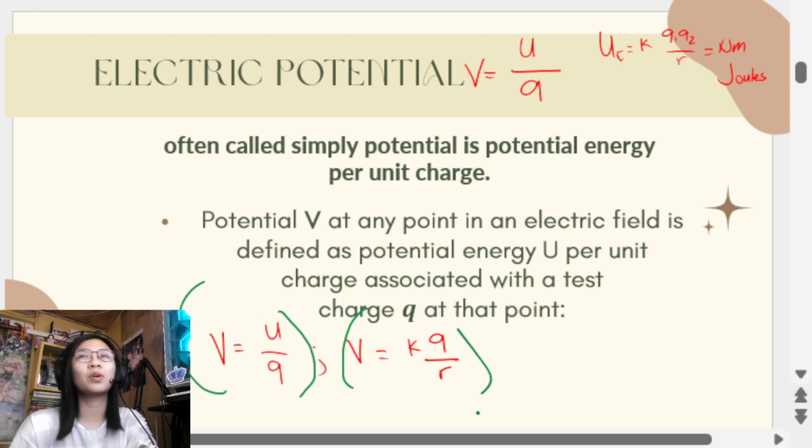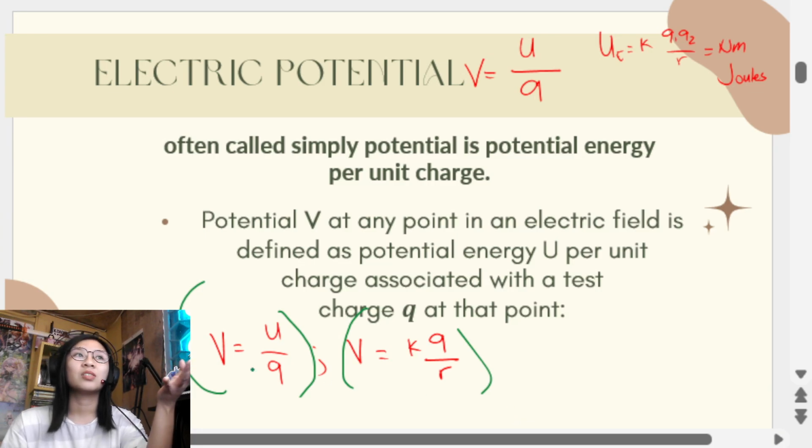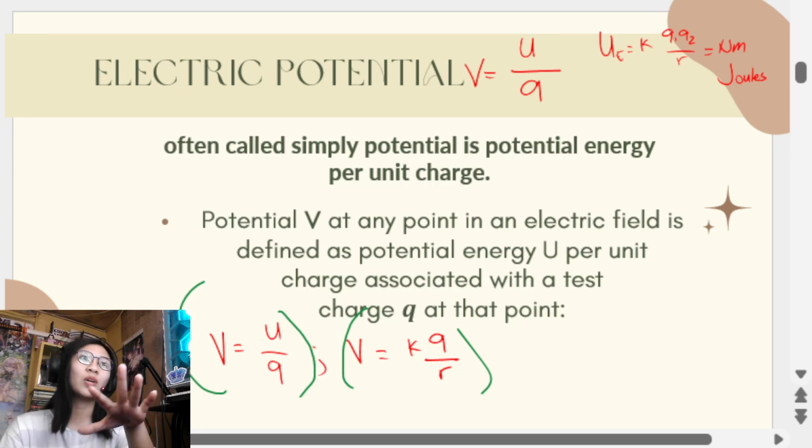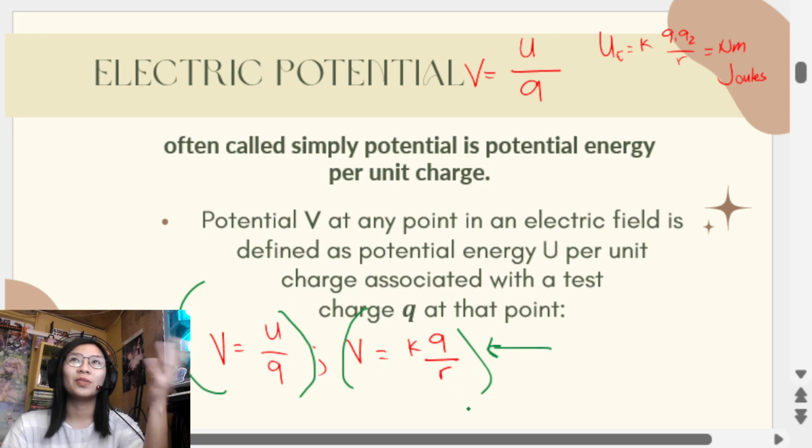So we have two formulas for electric potential. It depends on what is given. If what is given is potential energy and charge, then you can use the first one. If your next problem gives charge and distance from each other, then that will be the second formula. So look at it carefully, or read your problem carefully, so that you know what formula to use.